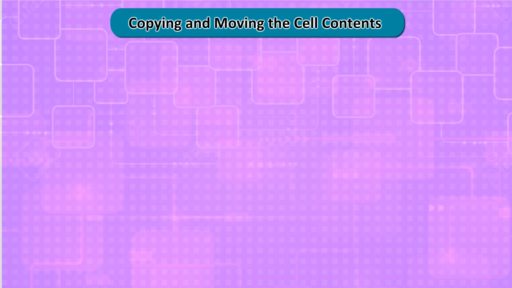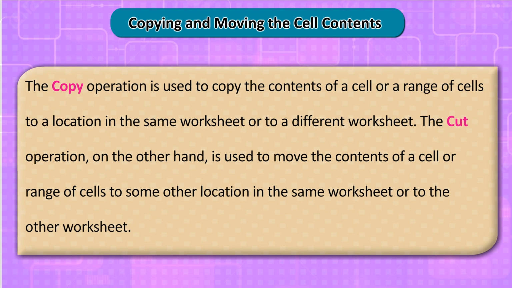Copying and moving the cell contents. The copy operation is used to copy the contents of a cell or a range of cells to a location in the same worksheet or to a different worksheet. The cut operation, on the other hand, is used to move the contents of a cell or range of cells to some other location in the same worksheet or to the other worksheet.